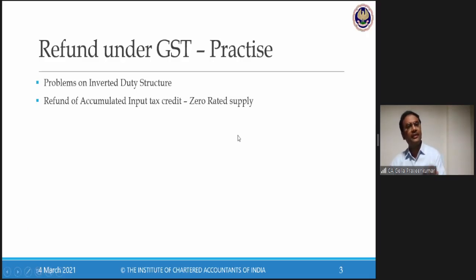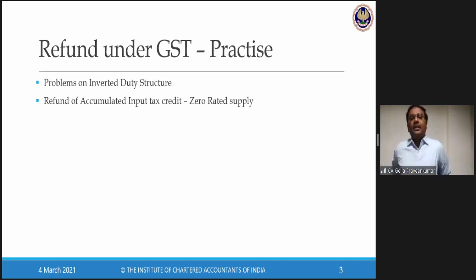Yes. So refund, these two problems are covered. Examination, please expect one question from inverted duty structure and one adjustment in relation to your exports with payment of tax where there is a partial rejection.